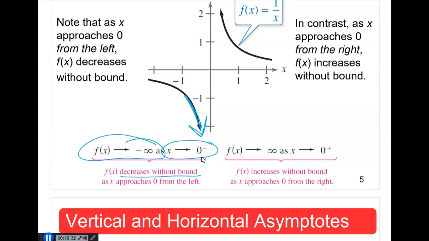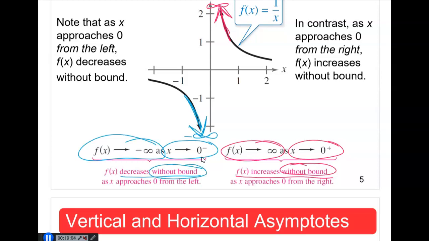And then the other one that we did here will be as x approaches 0 from the right, the function approaches infinity, right? It goes up to infinity. This one goes to negative infinity. Okay, and we could also say f of x increases without bound. So without bound, that's why we use the concept of infinity or negative infinity.